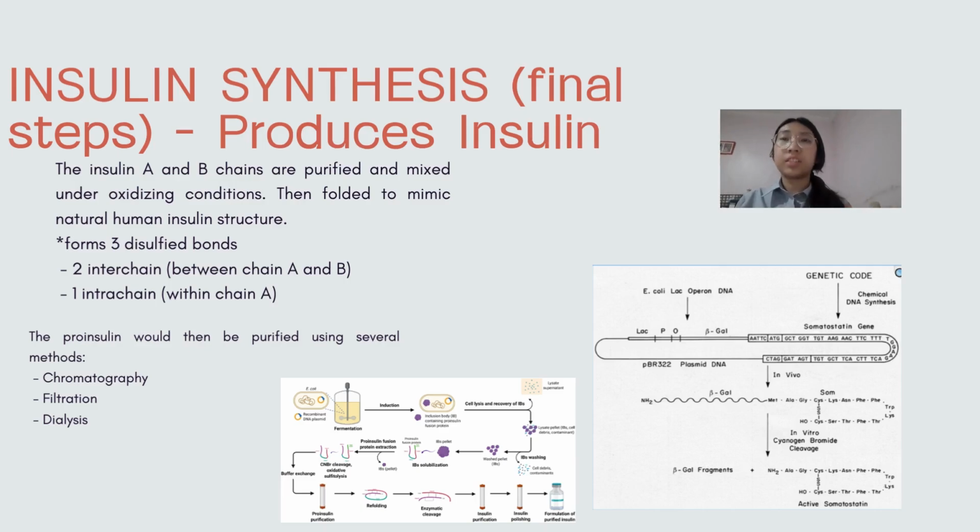Okay, so next, the final steps. Insulin A and B chains are purified and mixed under oxidizing conditions and then folded to mimic the natural human insulin structure. In this process, three disulfide bonds would be formed. Two are interchain, that is, the disulfide bonds formed between chain A and chain B of the insulin structure, and it would also form one intrachain disulfide bond, which is the bond formed within chain A.